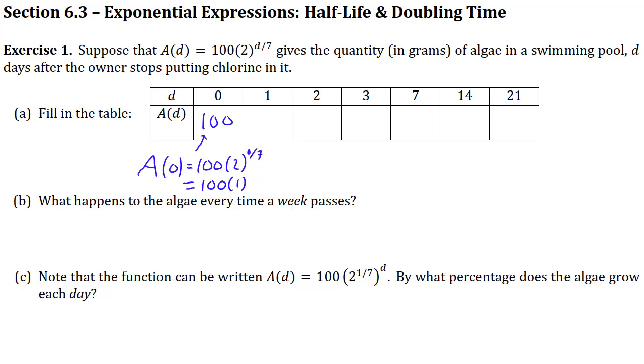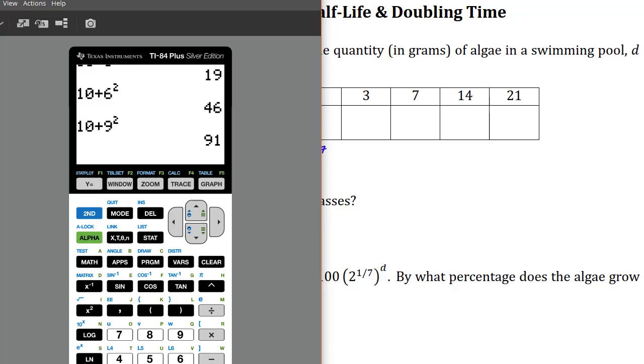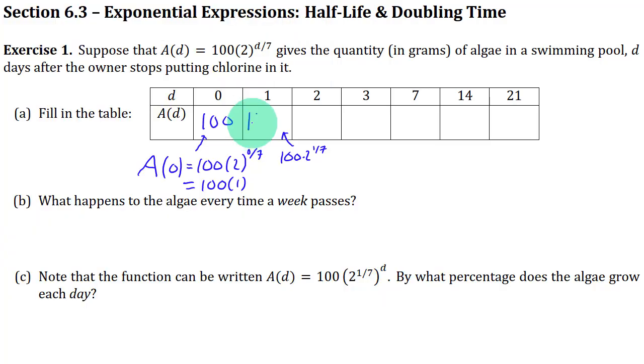And you're probably going to need a calculator for these. So for example, with this one, 100 times 2 to the power 1/7, that's not something you can do in your head. So you're going to do 100 times 2 to the power 1 over 7. It comes out to be 110.4 grams of algae in the swimming pool, 1 day after the owner stops putting chlorine in it.